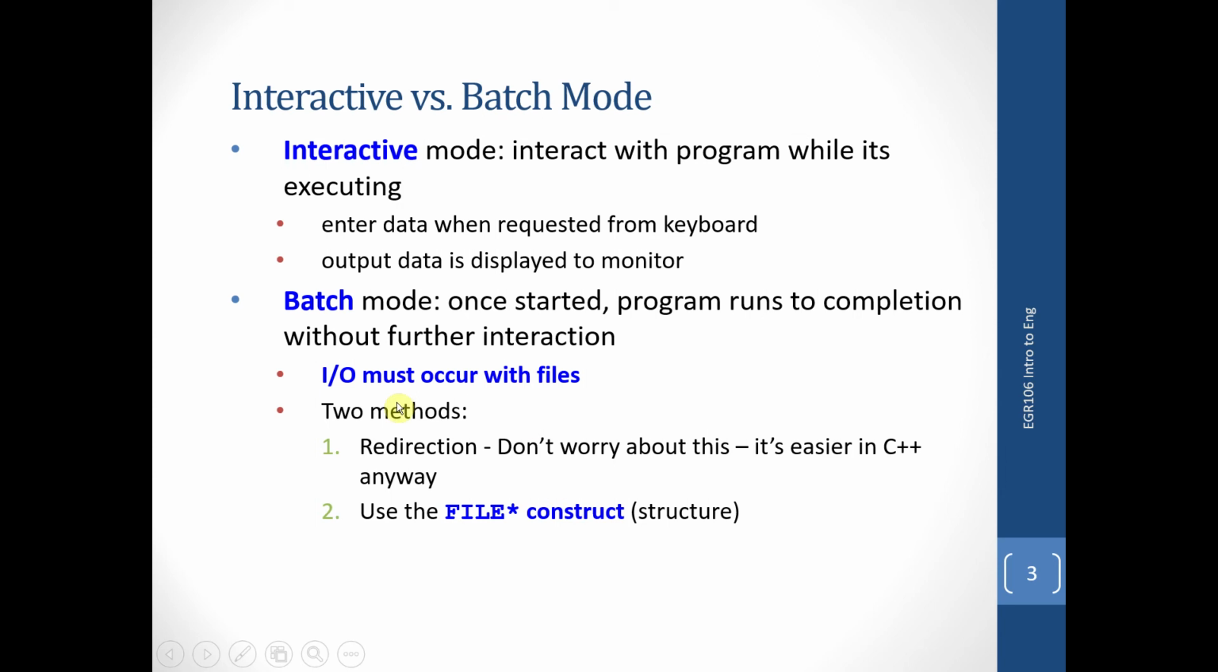There's two methods. One is called redirection, which we're actually not going to talk about, and this is how you interact with files in your code. The one we're going to use is a file construct, which is actually a structure. You'll learn more about structures in 226 or 224 next year, I think, when you take that, but I'll show you how to use this, and it's not too complicated.